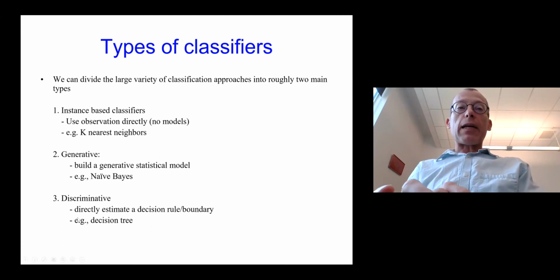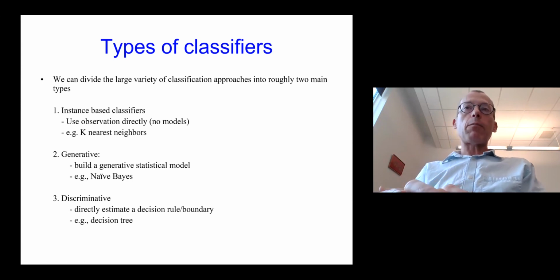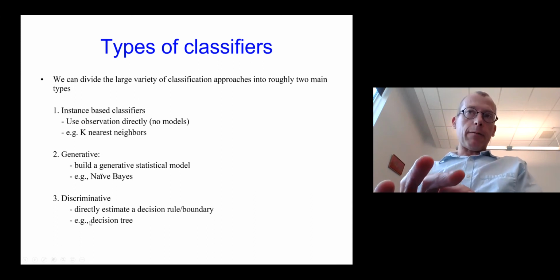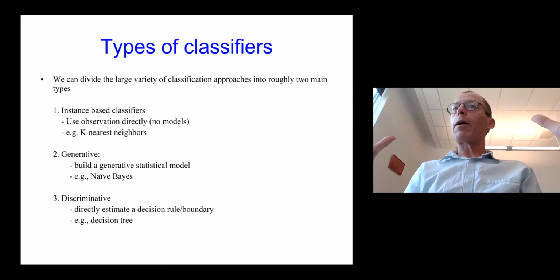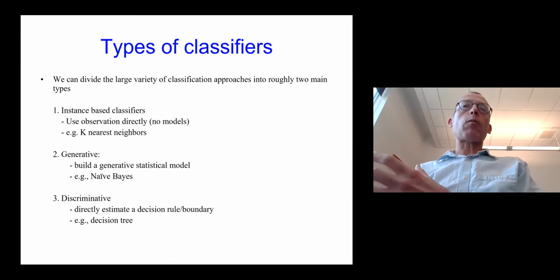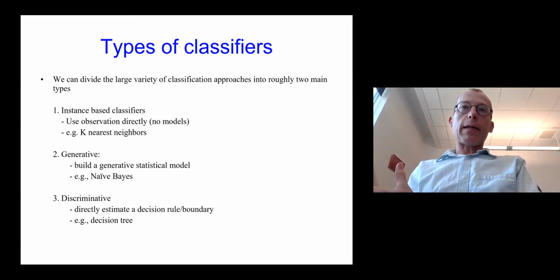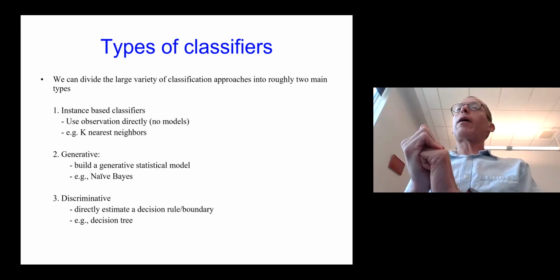The third type of classifier, which is I think something we'll focus on the most, and also the most successful one nowadays, is something called a discriminative classifier. A discriminative classifier forgets about the data. Well, of course, it uses the data to learn parameters, but once it learns the parameters, it does not use the data anymore, unlike the instance-based classifiers. And unlike the generative classifiers, it does not try to learn probabilities.